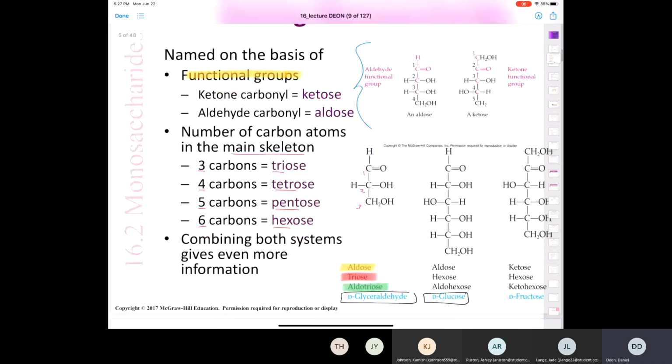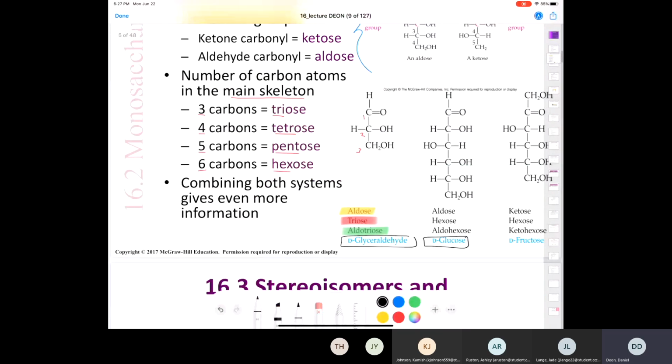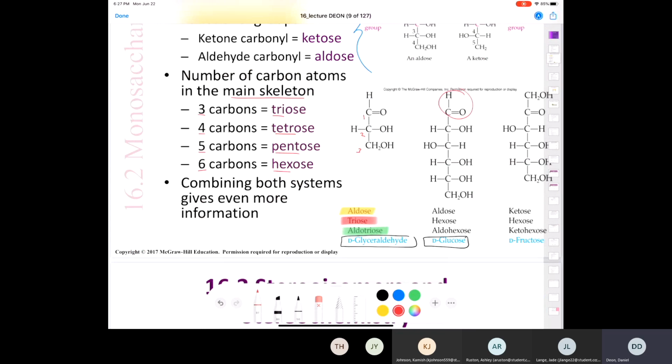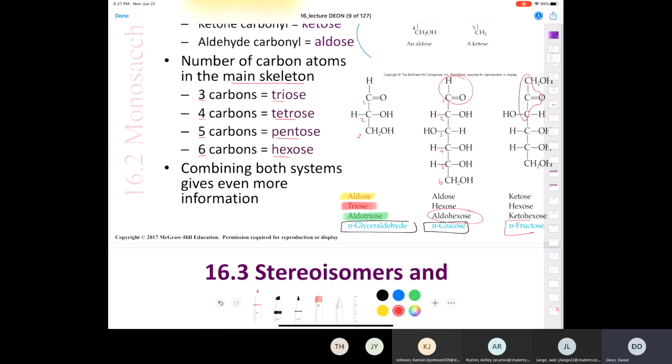If I go back to my D-glucose molecule, you can see that D-glucose is in fact an aldose because it has an aldehyde functional group at the top, and it is a hexose because it has 1, 2, 3, 4, 5, 6 carbons. So we call it an aldohexose. D-fructose, which is shown right here, is a ketose because it has a ketone here. I'll be careful with my pencil. And it also has 6 carbons, so we call it a ketohexose.